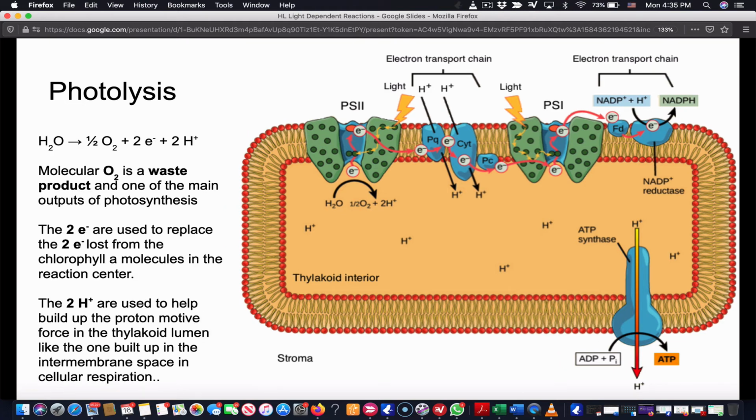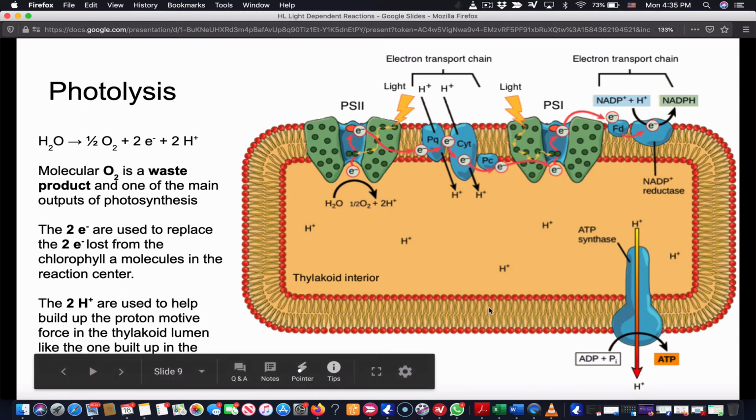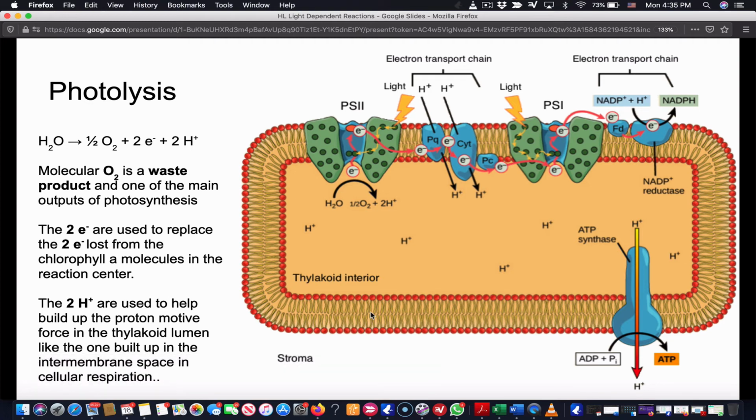I'll let you go ahead and look at some of these notes here. Notice here is the equation. You can also see this equation as 2 water molecules and 1 oxygen, not half of one, and then 4 and 4, which is acceptable. And then again, like I said, oxygen is a waste product. The electrons are used to replace the 2 lost, and then the protons are used to help build up that proton motive force. And it's very similar to what we saw in cellular respiration.